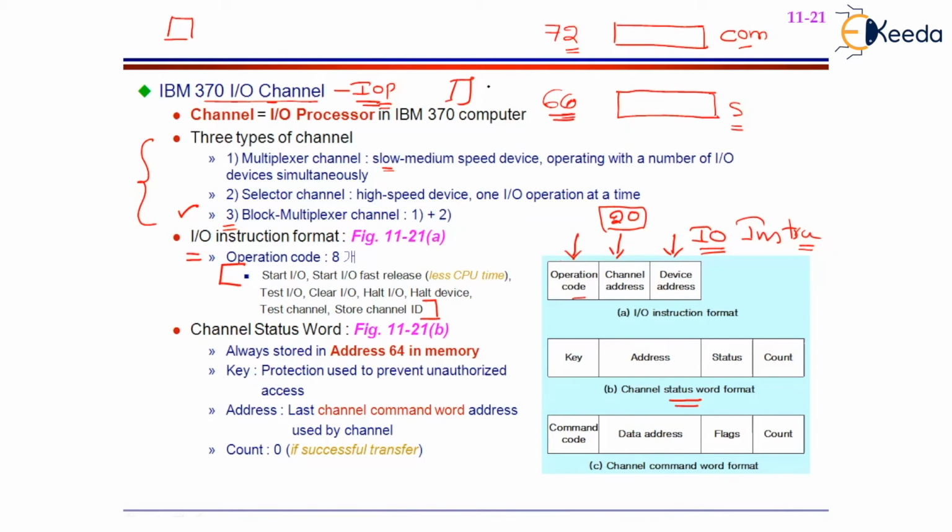The moment the IO processor receives the status instruction, immediately it is going to prepare the status word. The moment the status word is prepared, it is going to be written in the 66th location of the main memory, after which the current processor will be able to read the status word, thereby understanding the current status of the current transfer. The status word has these many fields.